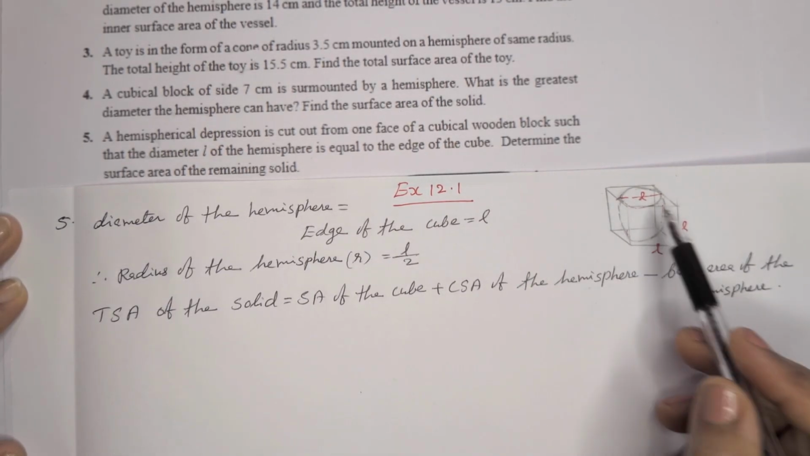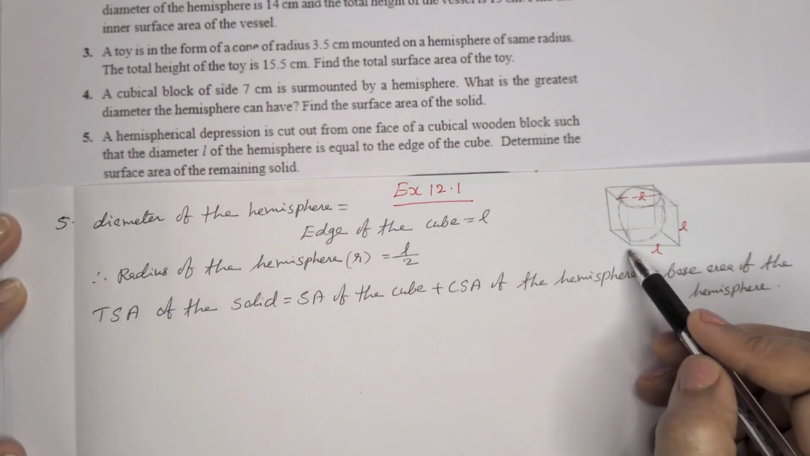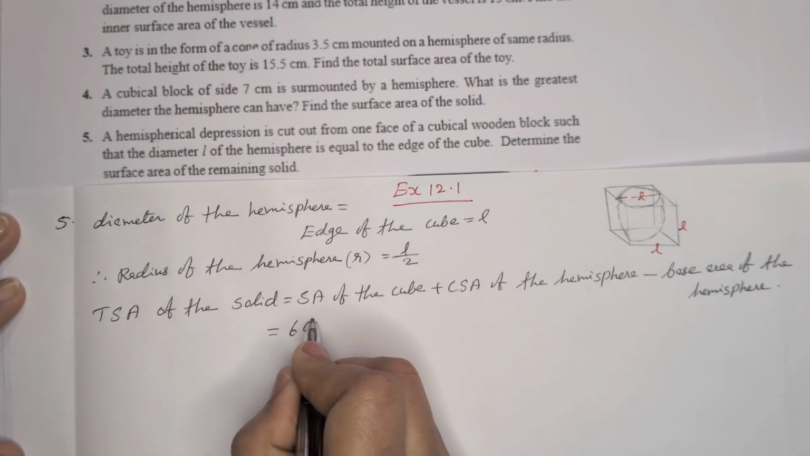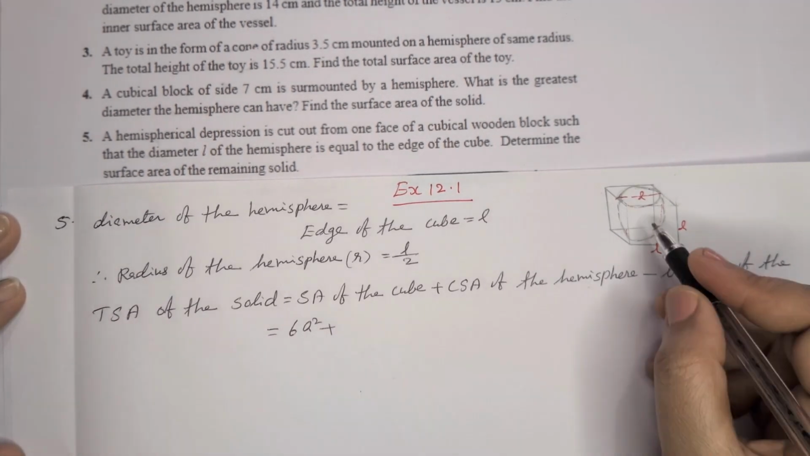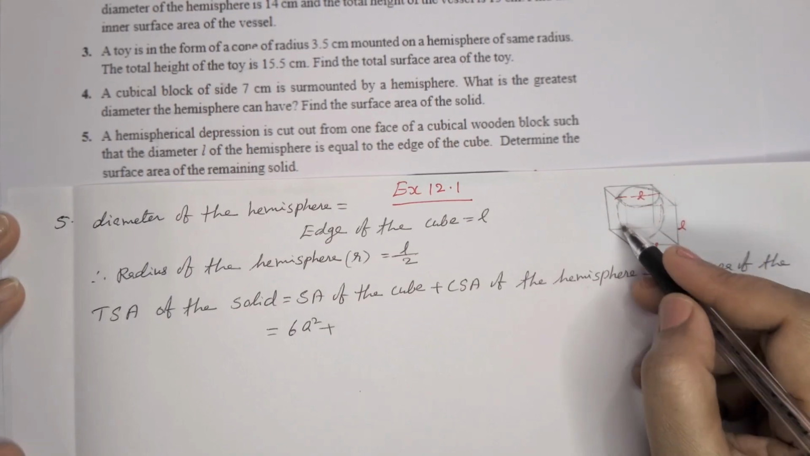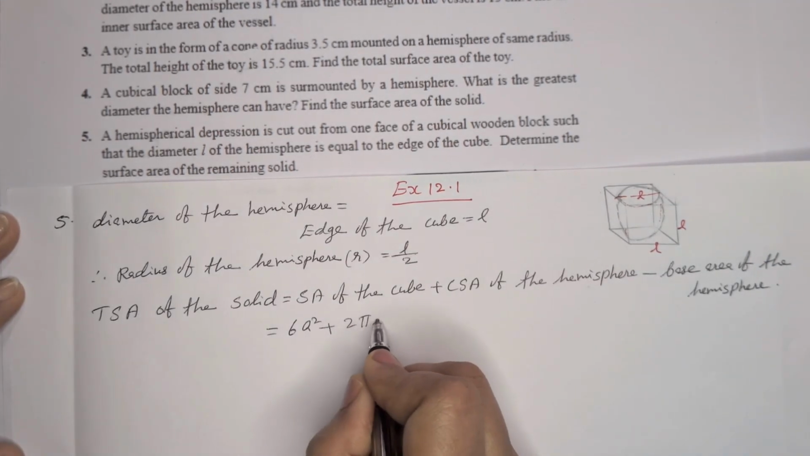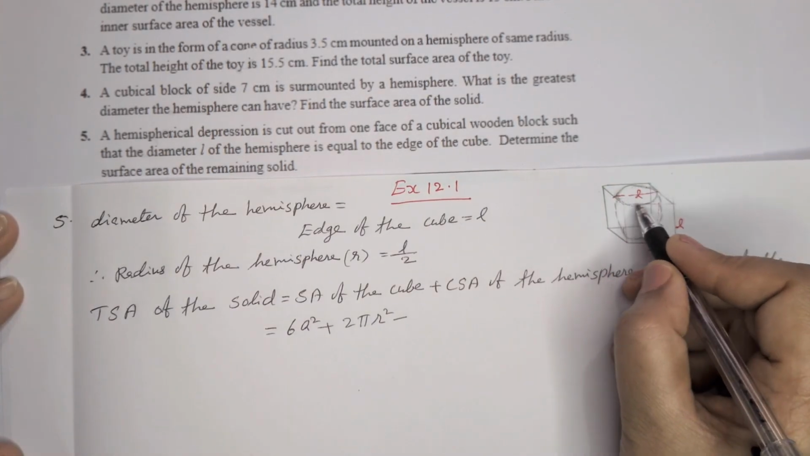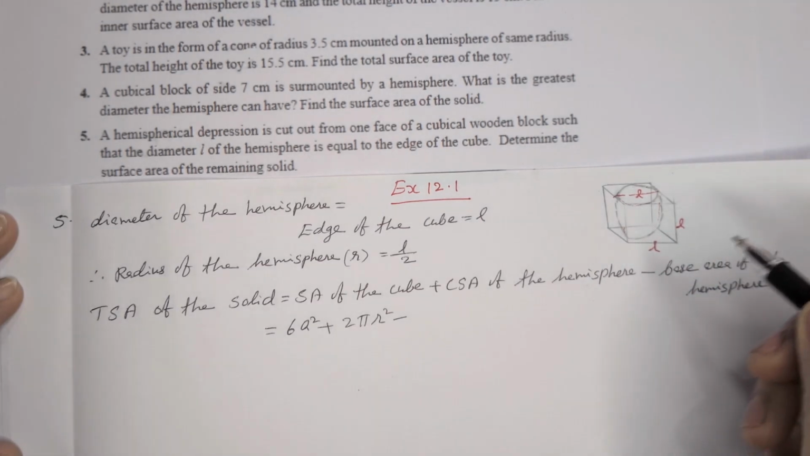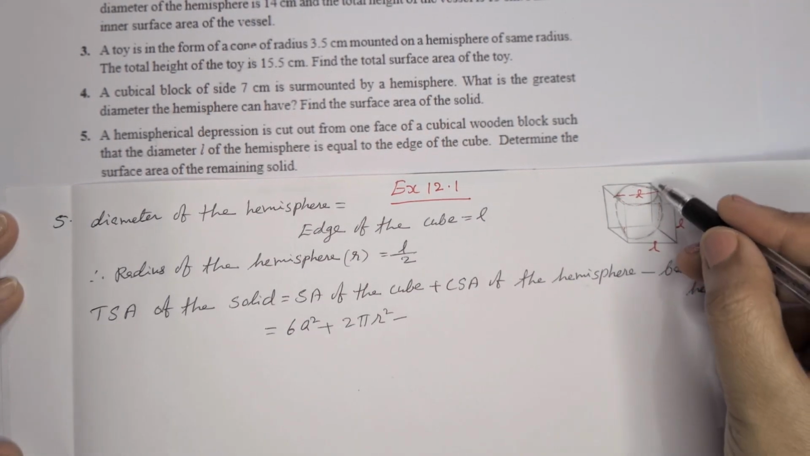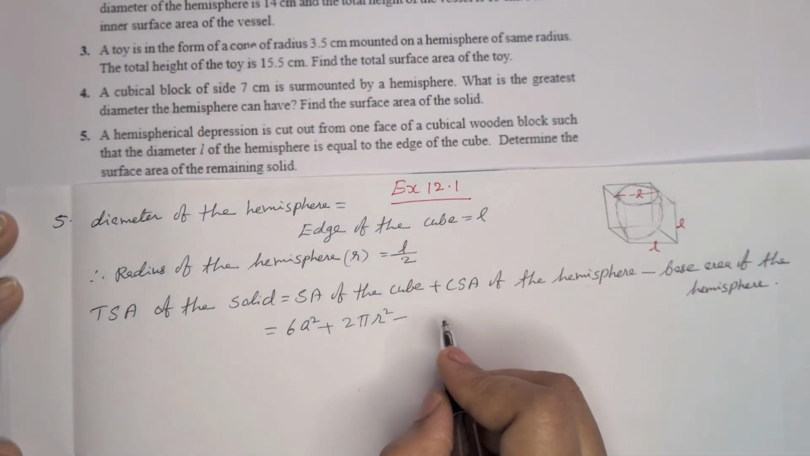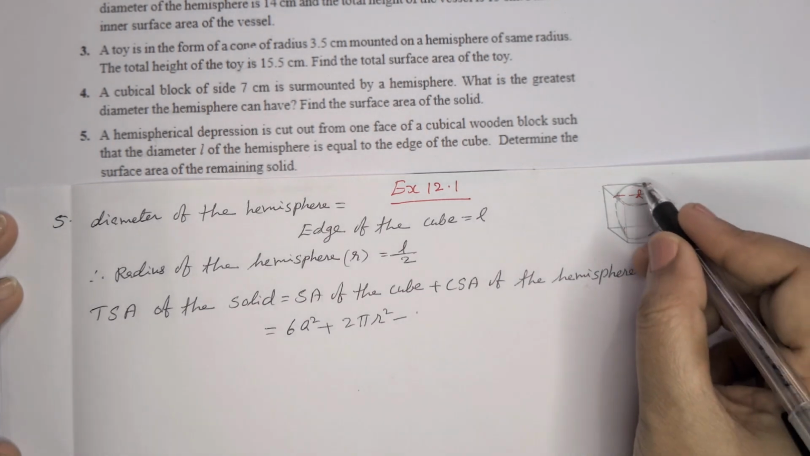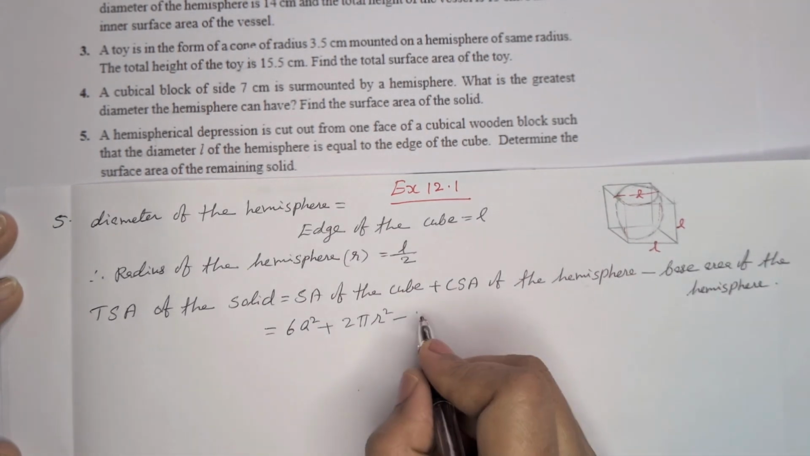So for that, total surface area of the solid is equal to surface area of the cube. First we have to take the surface area of the cube. That means 6a square, 6 into side square, plus curved surface area of the hemisphere, that is 2 pi r square, minus base area of the hemisphere. This circle we have to minus. It's cut from the surface of the cube, so that part we removed. That we have to minus. Base area of the hemisphere means the form of a circle, so we can write that as pi r square.